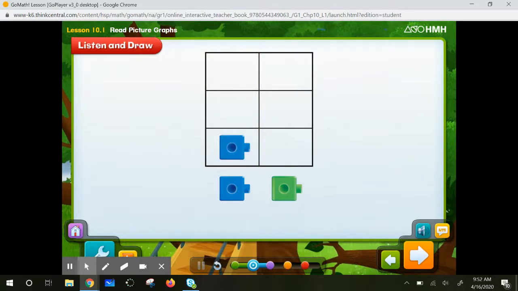1, 2, 3. Next, use the second column for the green cubes. There are only two green cubes, so place two connecting cubes in it, one at a time. 1, 2. Now, how can you use a picture to compare the cubes? First, look at the stacks of cubes to see how many more blue cubes there are than green cubes. So how many more blue cubes are there than green cubes? 1. There's one more blue cube than there are green cubes.